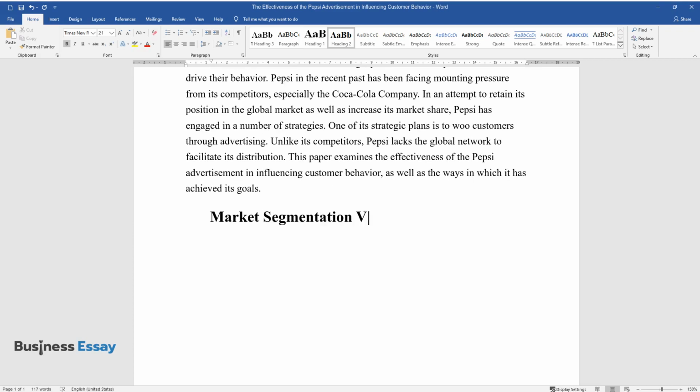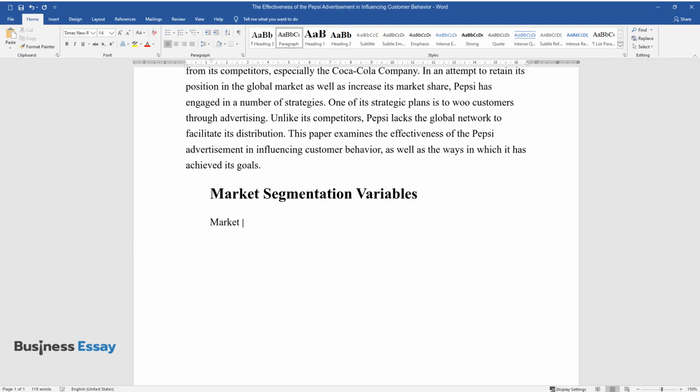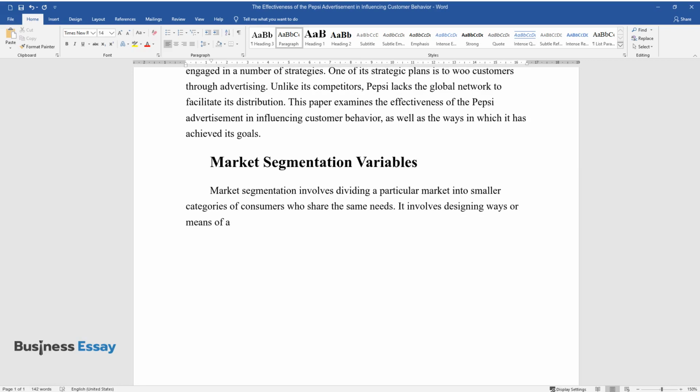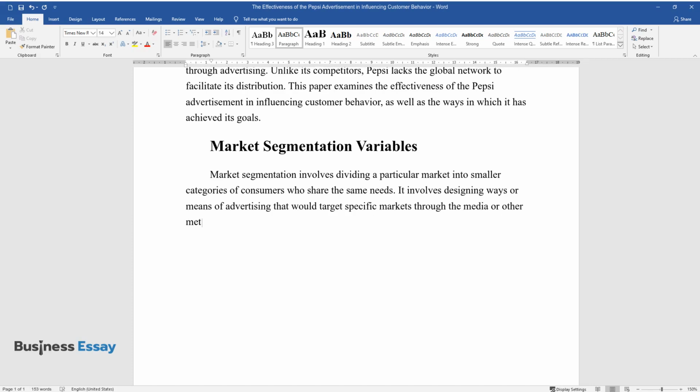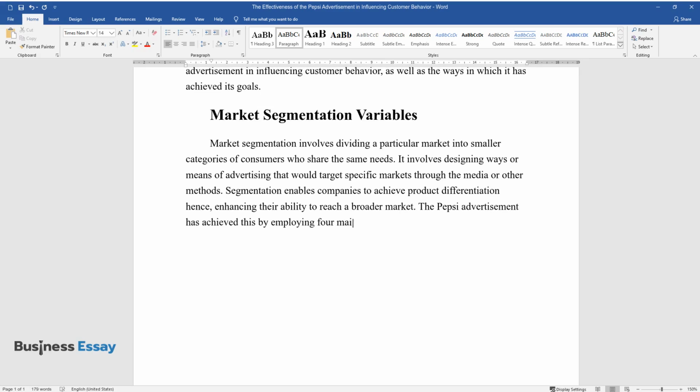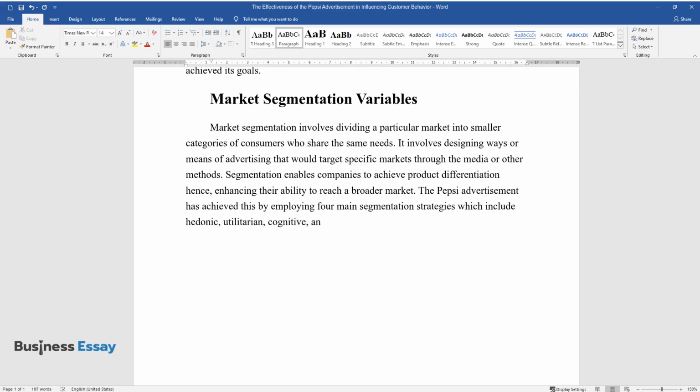Market segmentation variables. Market segmentation involves dividing a particular market into smaller categories of consumers who share the same needs. It involves designing ways or means of advertising that would target specific markets through the media or other methods. Segmentation enables companies to achieve product differentiation, hence, enhancing their ability to reach a broader market. The Pepsi advertisement has achieved this by employing 4 main segmentation strategies, which include hedonic, utilitarian, cognitive, and affective appeals.